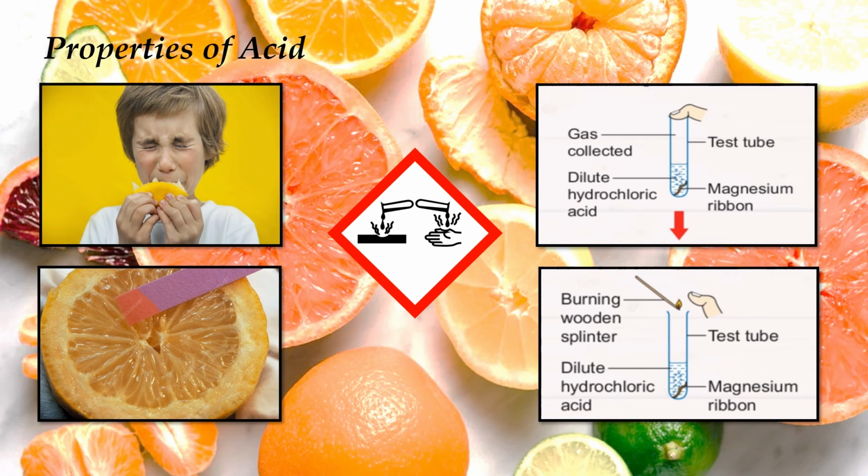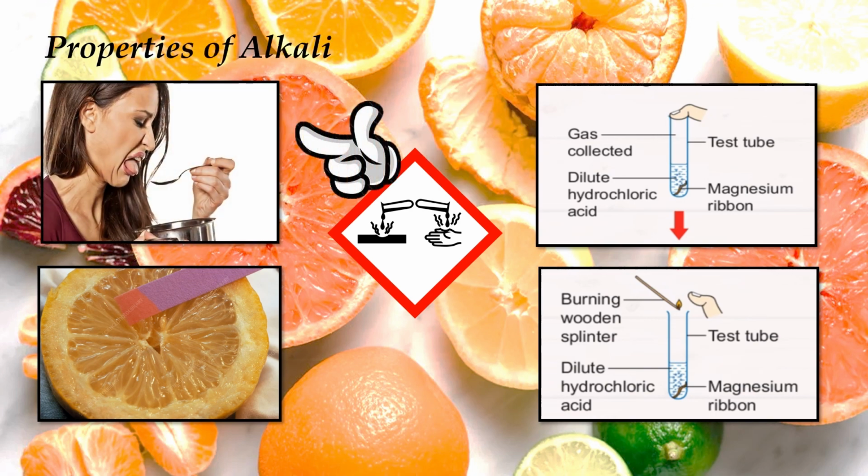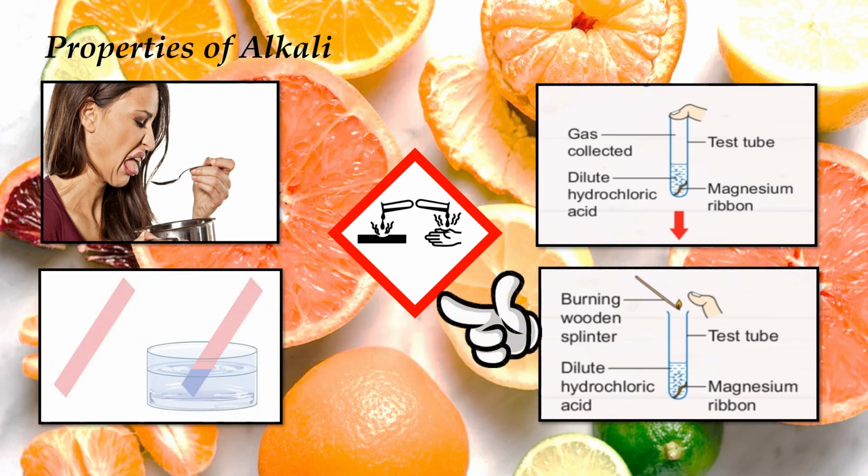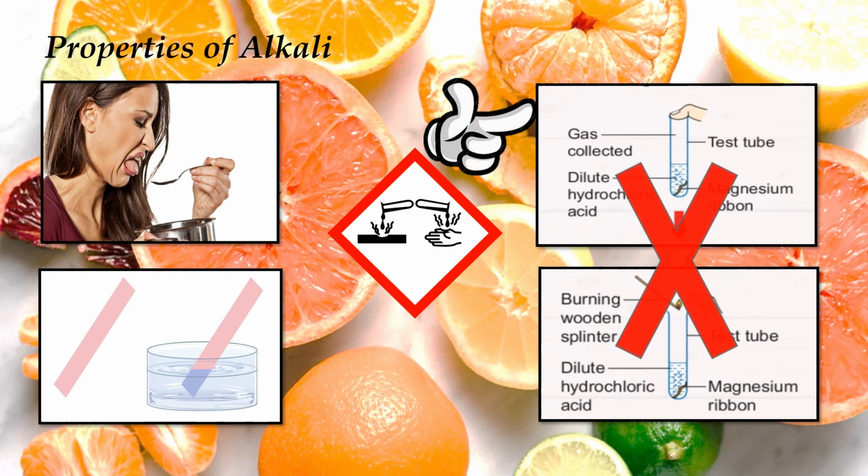Now it's time for us to see the properties of acid. Acid tastes sour, changes blue litmus paper to red, is corrosive, and reacts with metal to produce hydrogen gas. As for alkali, it tastes bitter, changes red litmus paper to blue, is corrosive as well, and does not react with metal. So, the common things about acid and alkali are that both are corrosive and they both show their properties only in the presence of water.